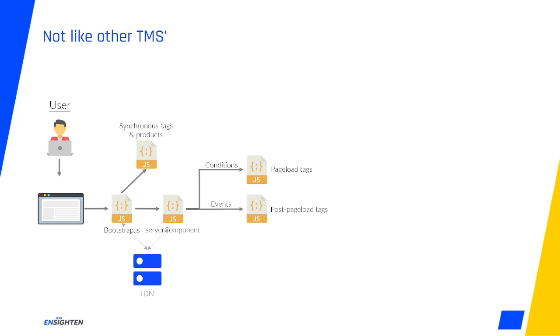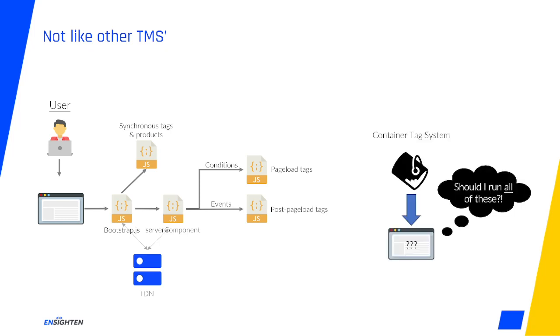This method of tag delivery is fairly unique in the TMS space. Most tag managers use what's called a container tag system instead of a server-side TDN style approach. A container tag system creates one large bucket of all possible tags that could be delivered to a website and downloads all of it to the page. Once it's on the page, it has to decide if any of those tags actually need to run or if they were simply wasted space.